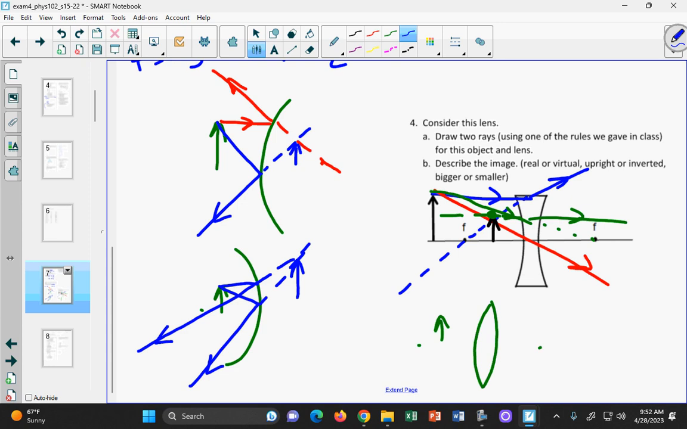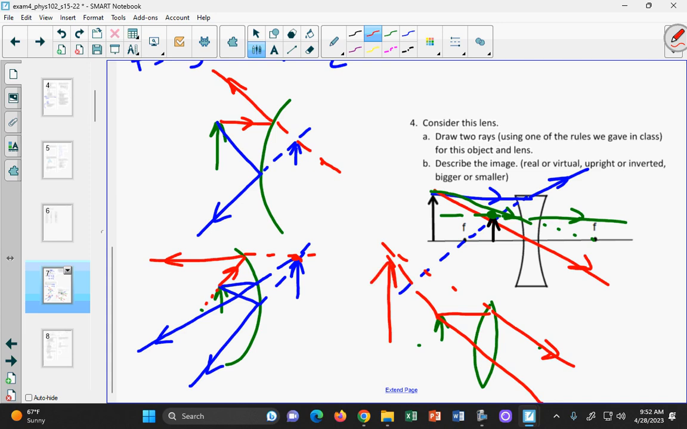You could go through the focal point and parallel to the axis too. Let me just go ahead and draw that. Through the focal point, that is as if it's originating out of the focal point and then parallel to the axis. See, that traces back too. And then here on this one, parallel to the axis through the focal point. And then probably the other one that's easiest is just through the center of the lens. Those look parallel, it's just because I didn't draw them very well, but they do trace back to produce a bigger upright image that's virtual.